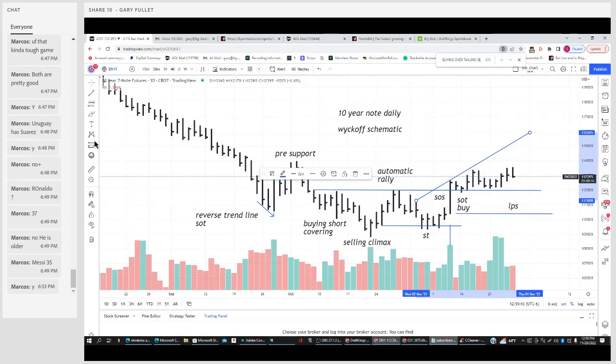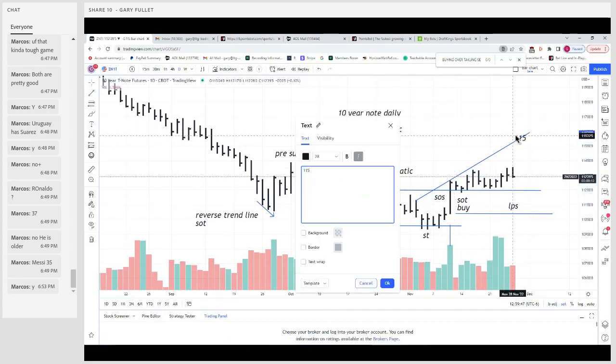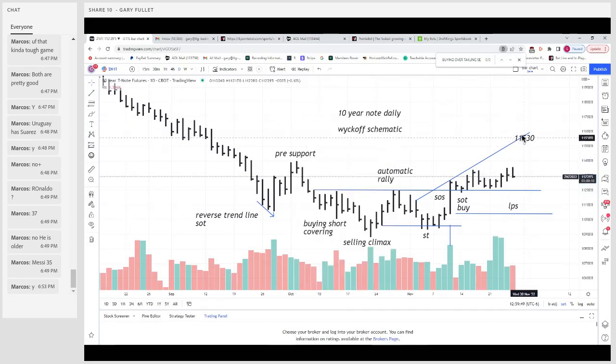115.30 area. These are charts that are gold. These charts are fantastic in nature. It's a great Wyckoff schematic. We don't get a nice Wyckoff schematic that often, like this. But we get Wyckoff schematics, and it shows up.